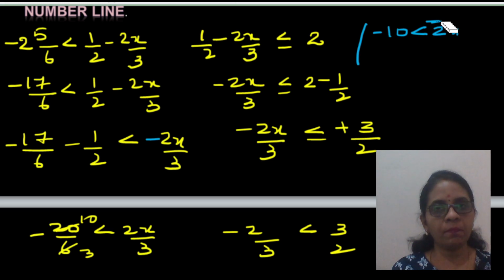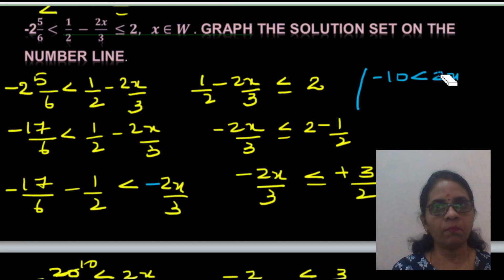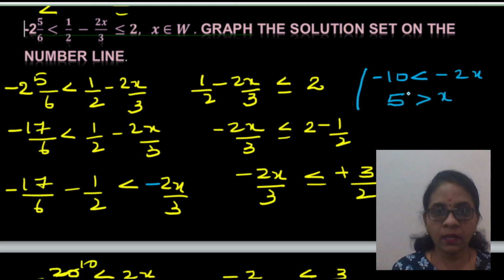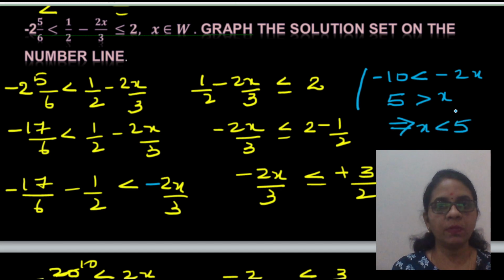If we are multiplying both sides with a negative number, what happens? The sign of the inequality changes. So, we have here 5 greater than x, and we learnt if 5 is greater than x, it means x is less than 5. Hope you understood this.